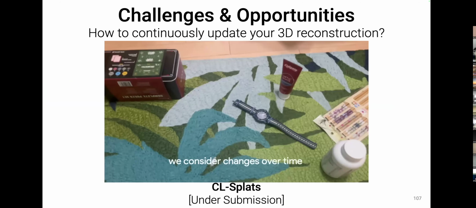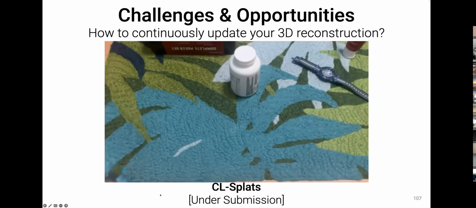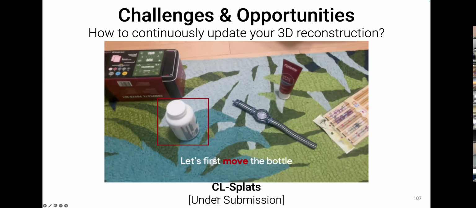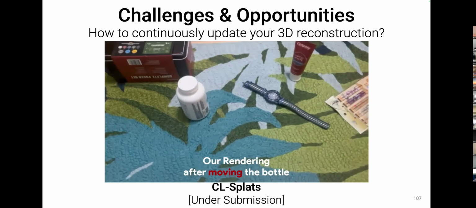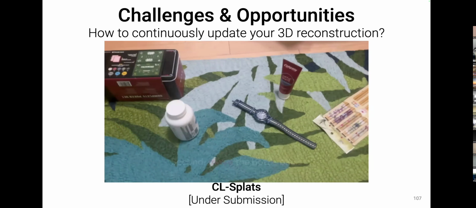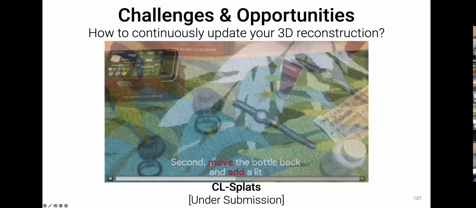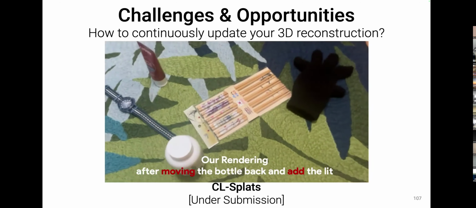Another thing I'm personally interested in is how we can continuously update your 3D reconstruction. Here's a toy example. Imagine that we can consider changes over time, right? For a scene like this, if we move the bottle from here to here, the scene has already changed. Can you actually do the rendering? Can you update your scene very efficiently? And then here, you move the bottle back and add another lid. Can you update your 3D reconstruction again very nicely and very efficiently? And here's our rendering.